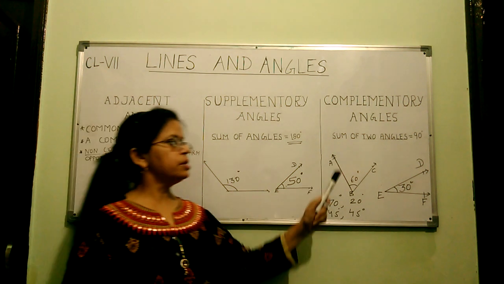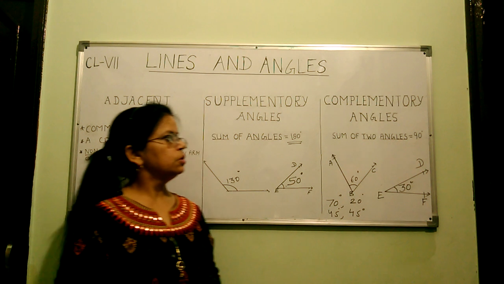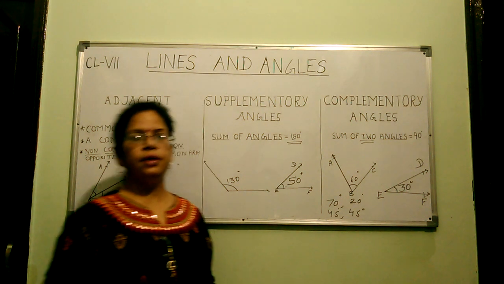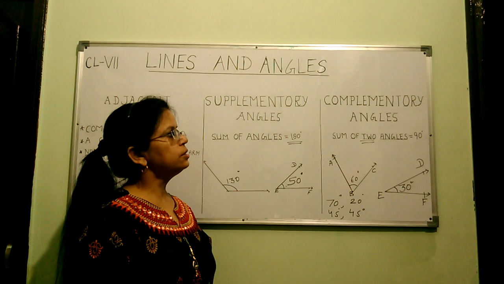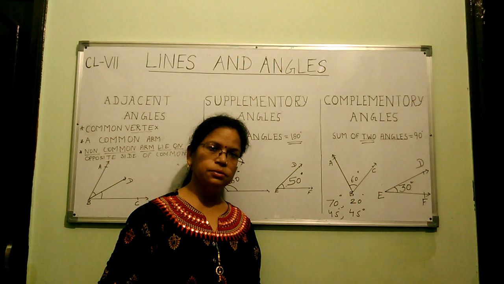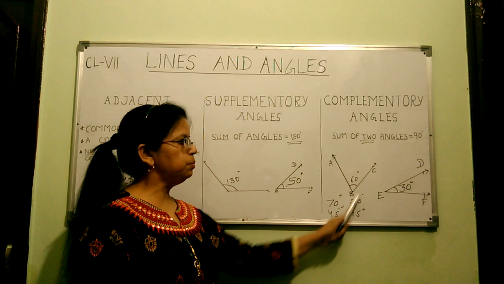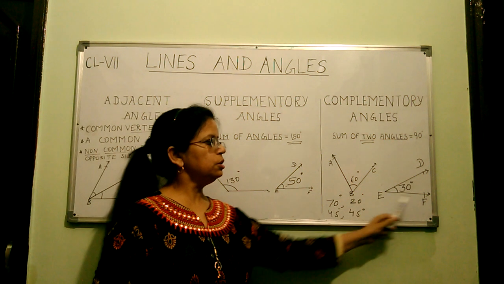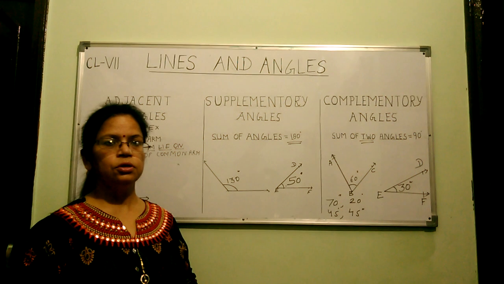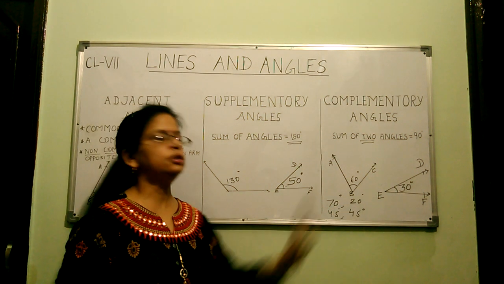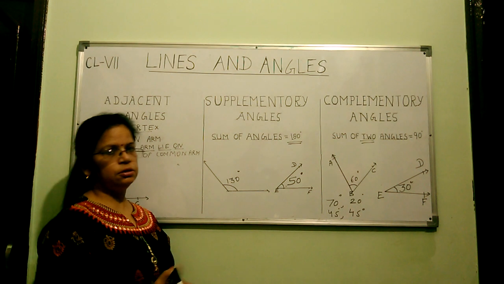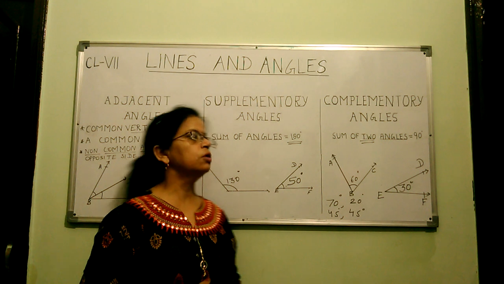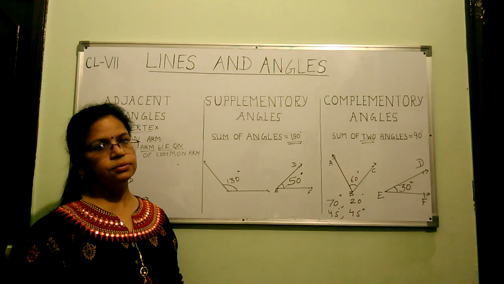If the sum of measure of two angles is 90 degree, then they are known as complementary angles. For example, angle ABC 60 degree and angle DEF 30 degree. If you add 60 and 30, then you will get 90 degree. So angle ABC and DEF is an example for complementary angles.